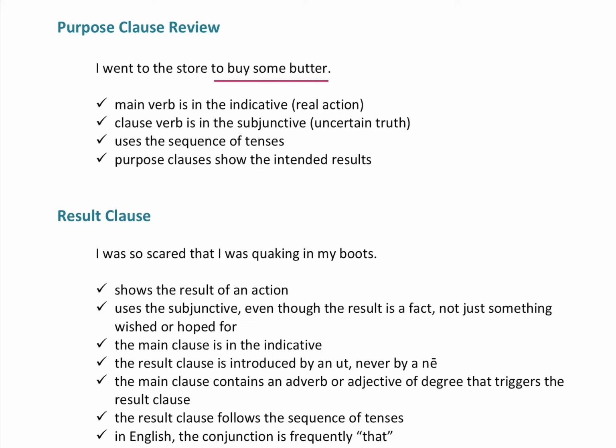What do you remember about the verbs in a sentence with a purpose clause? So the main verb is in the indicative because it's a real action. It really did happen. I did go to the store. So purpose clauses show the intended results. Why did I go to the store? Well, I went to the store intending to buy some butter, right? So we use the subjunctive in the "to buy some butter."